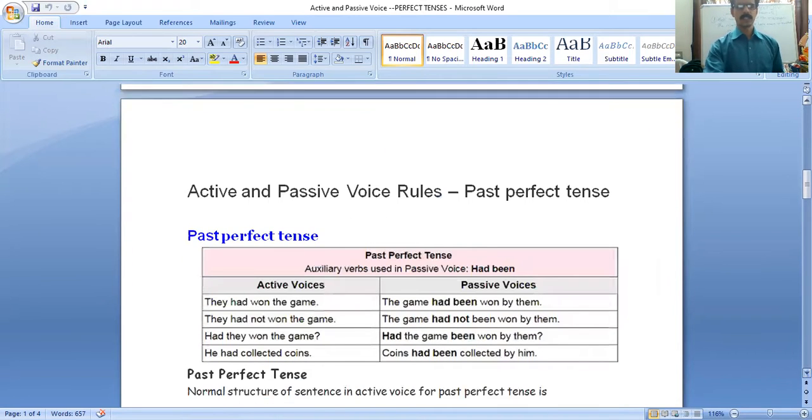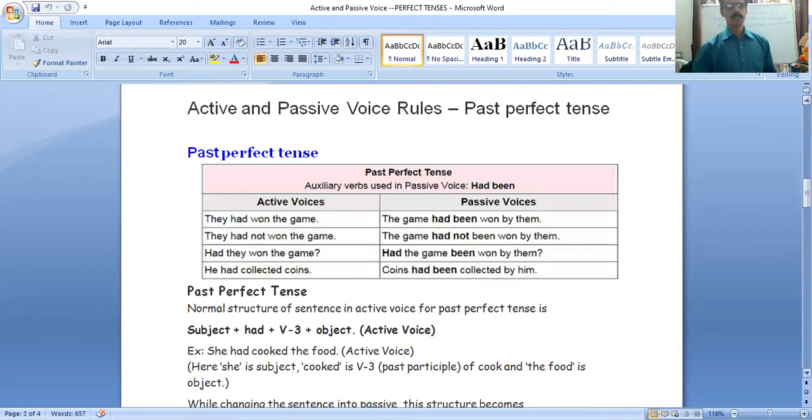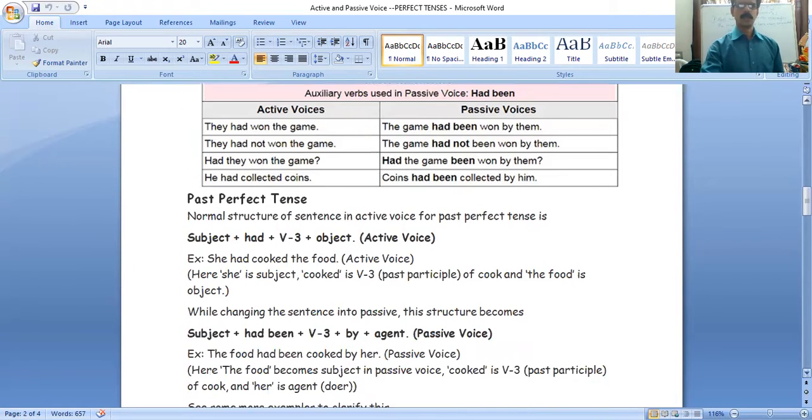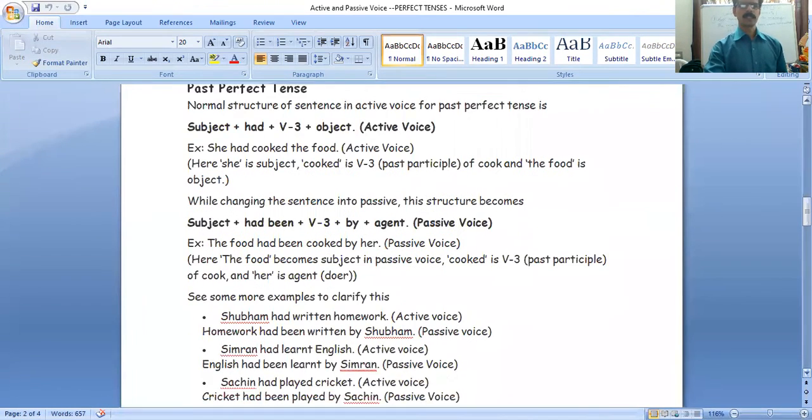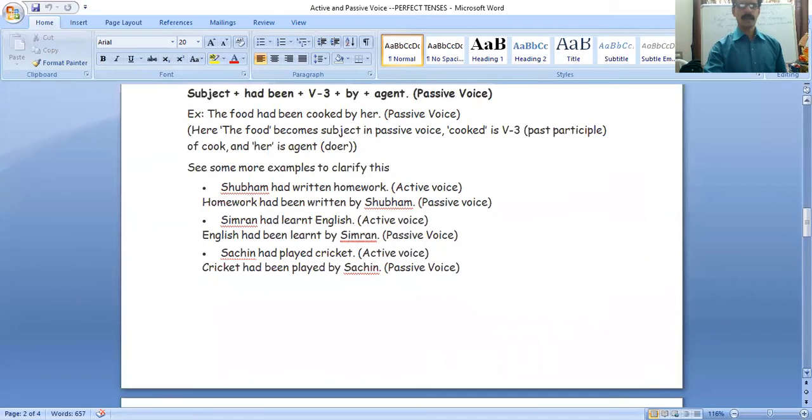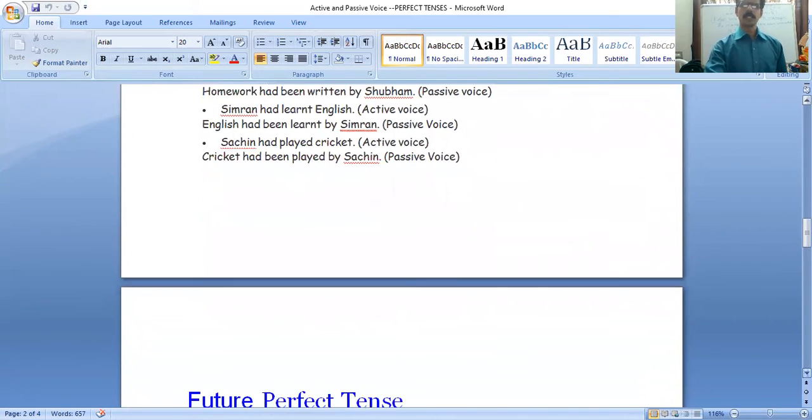Past perfect is given here. Past perfect rules. They had won the game. The game had been won by them. They had not won the game; the game had not been won by them. Okay, this is another way, and past perfect with the structures and all the constructions.